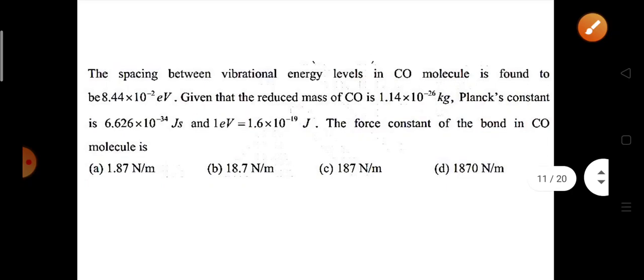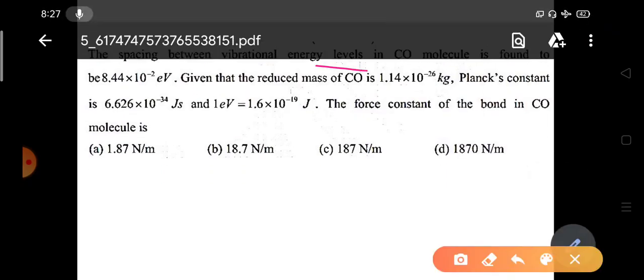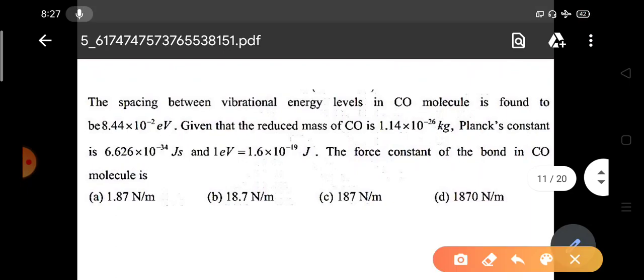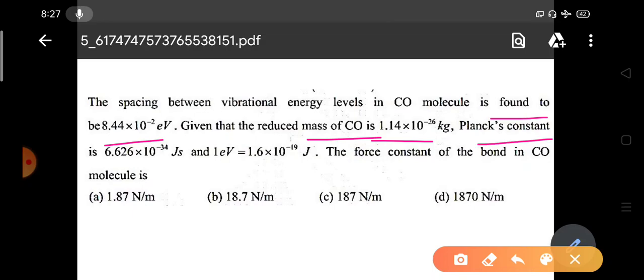The next question: the spacing between the vibrational energy levels in the CO molecule is found to be 8.44 × 10^-2 electron volt. Given that the reduced mass of CO is 1.14 × 10^-26 kg, Planck's constant is 6.626 × 10^-34 joule second, and 1 electron volt equals 1.6 × 10^-19 joule, the force constant of the bond in the CO molecule is how much?